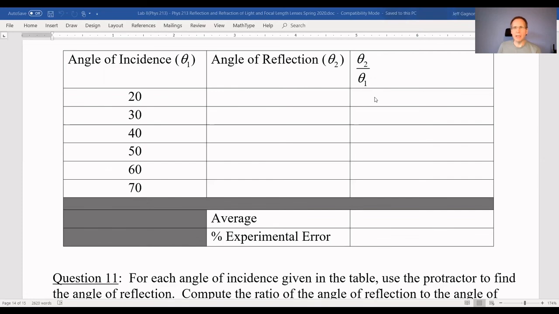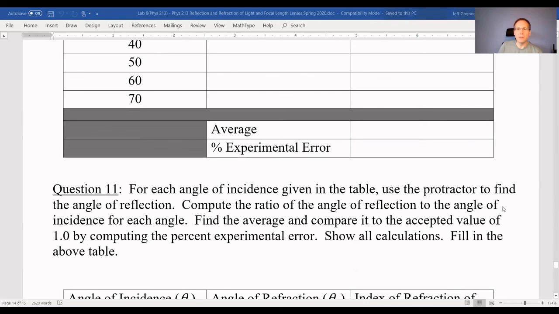Now we know that in most cases they're going to be very close, if not exactly equal to 1, right? So you should probably get something very close, if not exactly 1 there. Then you're going to average those 6 values, and then compare that average to, think of this as your experimental value, compare that to the accepted value, which should be 1, right? That ratio should be exactly equal to 1. And you'll compare them by computing the usual percent experimental error. Make sure you show me that percent experimental error.